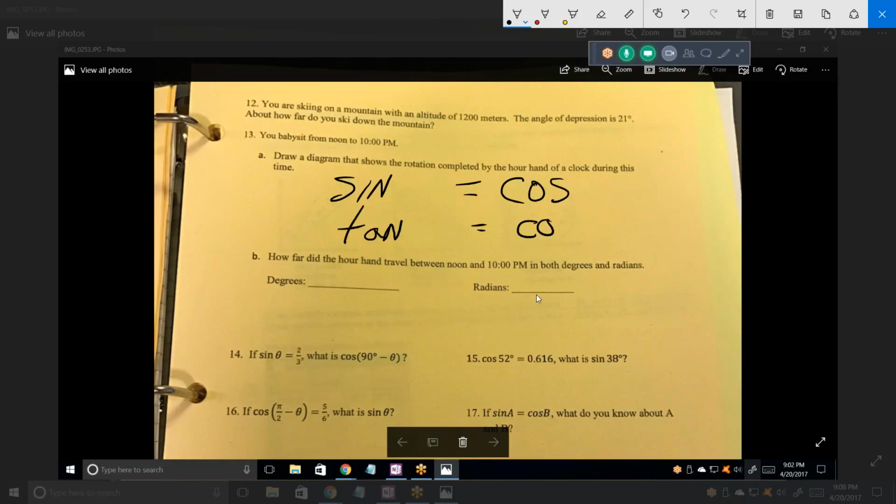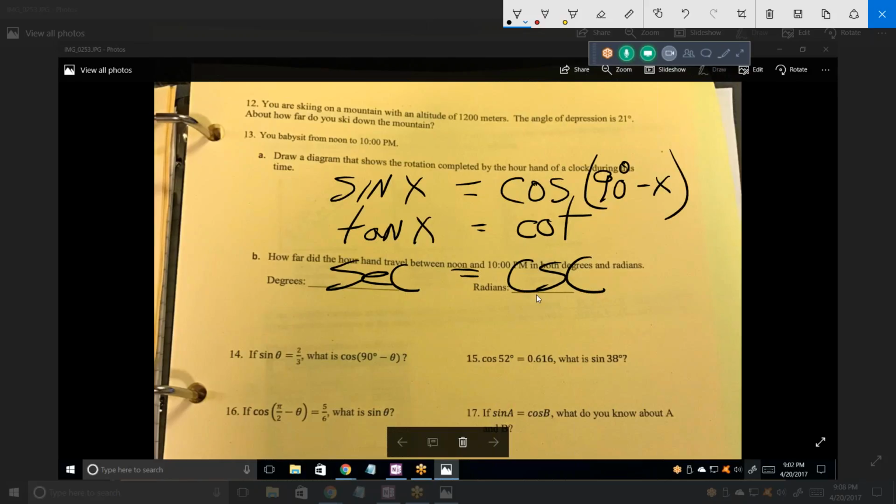Cotangent. What's the cofunction of secant? Cosecant. Okay, now, here's the rule. The sine of an angle is always equal to the cosine of 90 degrees minus that angle. And vice versa: the cosine of an angle equals the sine of 90 degrees minus that angle. So any cofunction has this property. So they told us that the sine of an angle was 2/3. What's the cosine of 90 degrees minus that angle?